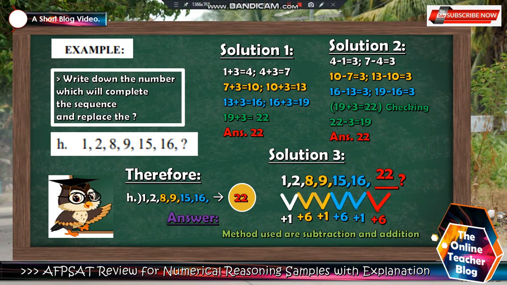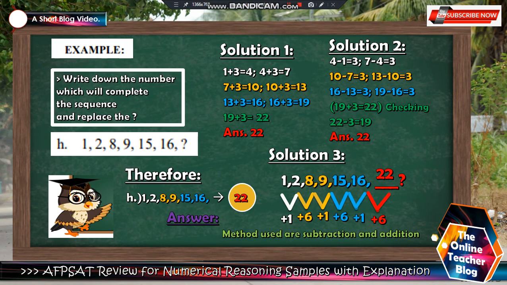For solution 1, this is for addition: 1 plus 1 equals 2, 2 plus 6 equals 8, 8 plus 1 equals 9, 9 plus 6 equals 15, 15 plus 1 equals 16, 16 plus 6 equals 22. So the answer is 22.